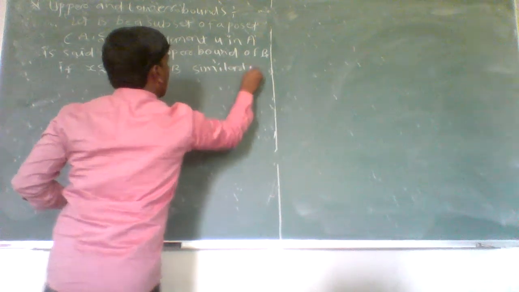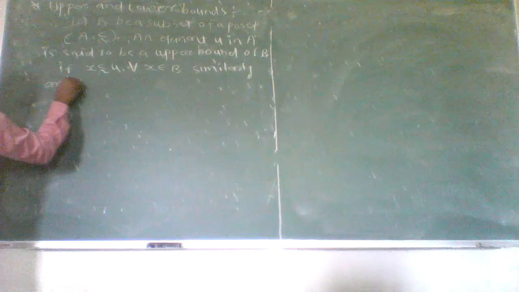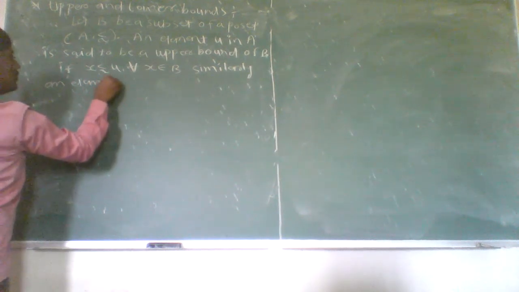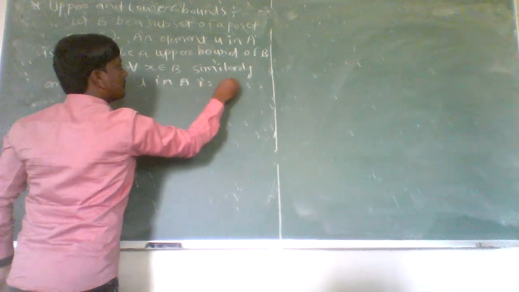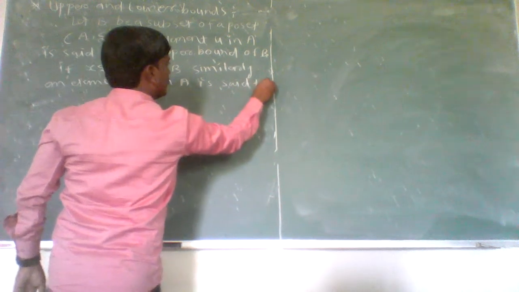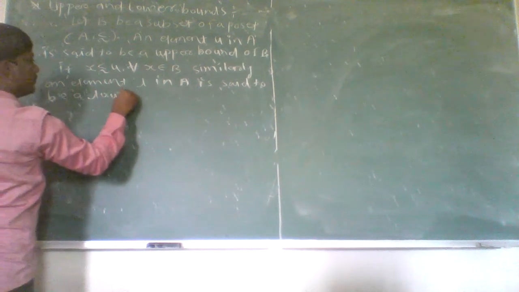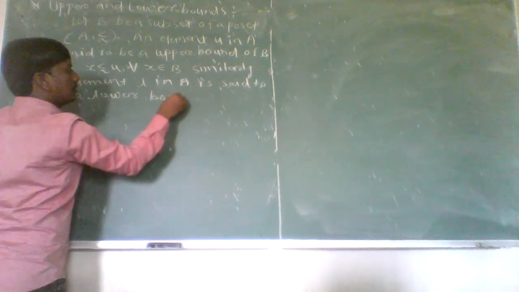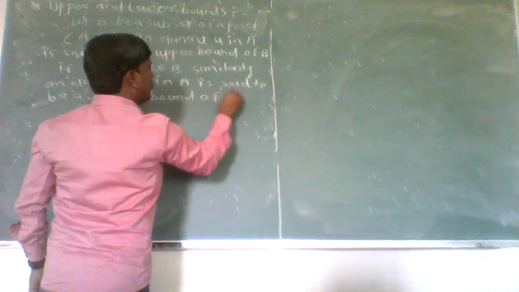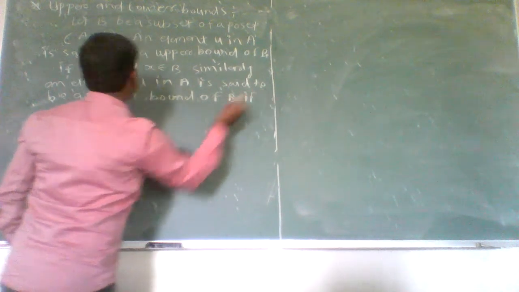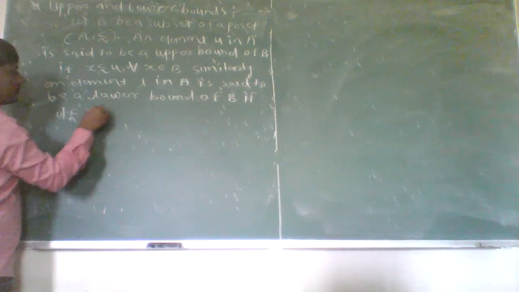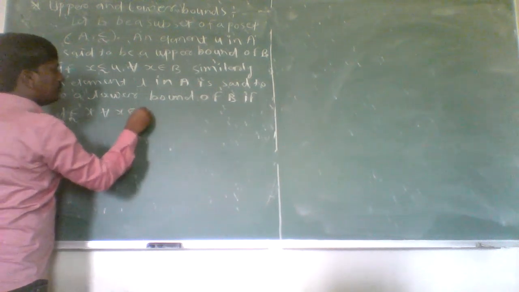Similarly, an element small L in A is said to be a lower bound of B if L precedes X for all X belonging to B.